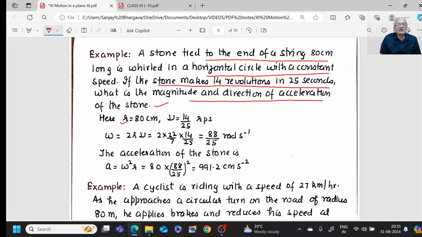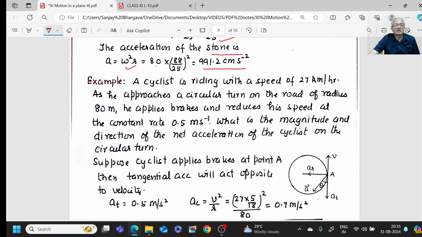The radius is given as 80 centimeter. The frequency is 14 upon 25 rotation per second. Omega is 2 pi nu. So 2 pi is 22 by 7 and the frequency is 14 by 25. So 88 by 25 radian per second. Now acceleration of the stone is omega square r. So 80 is the radius and 88 by 25 is omega whole square. It gives me 991.2 centimeter per second square. That gives me centripetal acceleration as asked in the question.